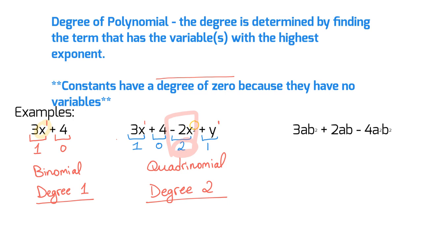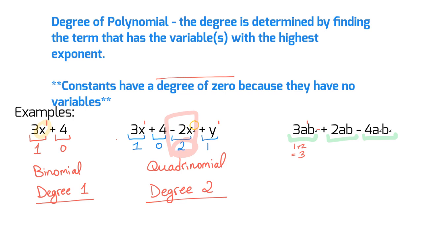Things get a little bit different when we have multiple variables inside of one term. So here we are given 3 terms, and each of the terms have 2 different variables in them. This is where we have to do a little bit of mental math. In the first term, we have 3ab squared. The exponent on the a is a 1. The exponent on the b is a 2. So the overall degree of this term is going to be the sum of both of them together. So this has a degree of 3.